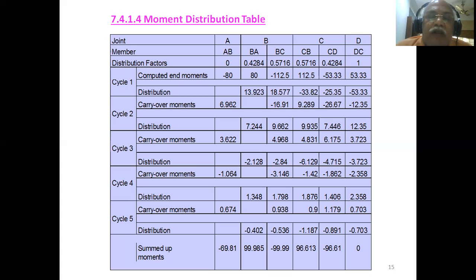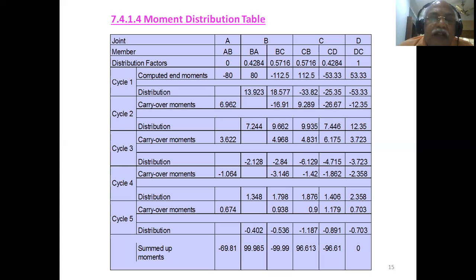This cycle will continue till these values become equal. Okay. Here we have done 5 cycles. After these 5 cycles, the final values will be almost minimal: 0.42402, minus 0.536, minus 1.187. On the other side it is minus 0.897, and this will be minus 0.703.